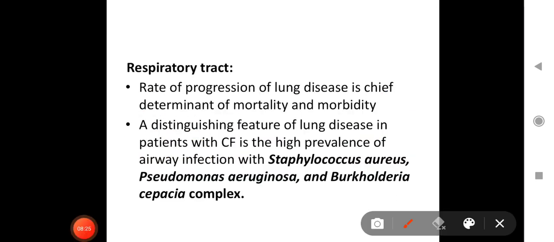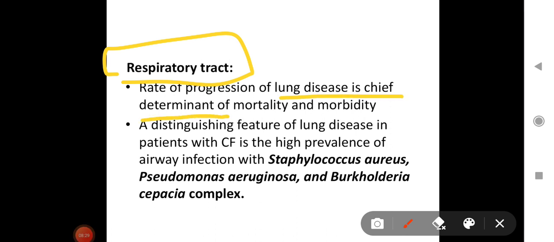Now next, the respiratory tract is mainly involved. The rate of progression of lung disease is the chief determinant of mortality and morbidity. Among various patients with cystic fibrosis, if the rate of progression of lung disease is faster, then the condition is more morbid and it may lead to early mortality. A distinguishing feature of lung disease in patients with cystic fibrosis is high prevalence of airway infection with Staph aureus, Pseudomonas aeruginosa, and Burkholderia cepacia complex.